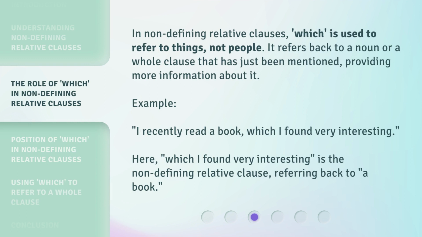In non-defining relative clauses, which is used to refer to things, not people. It refers back to a noun or a whole clause that has just been mentioned, providing more information about it. Example: I recently read a book, which I found very interesting. Here, which I found very interesting, is the non-defining relative clause, referring back to a book.